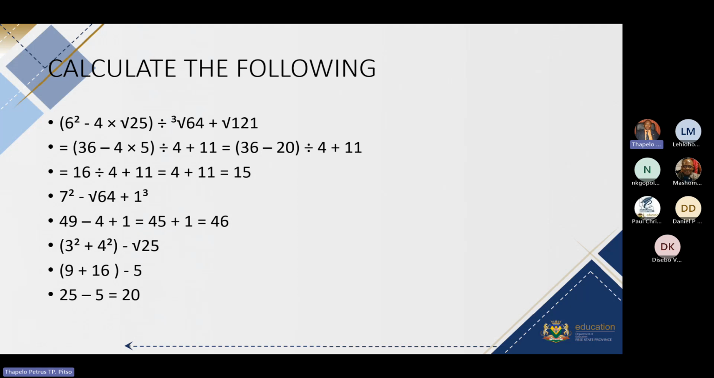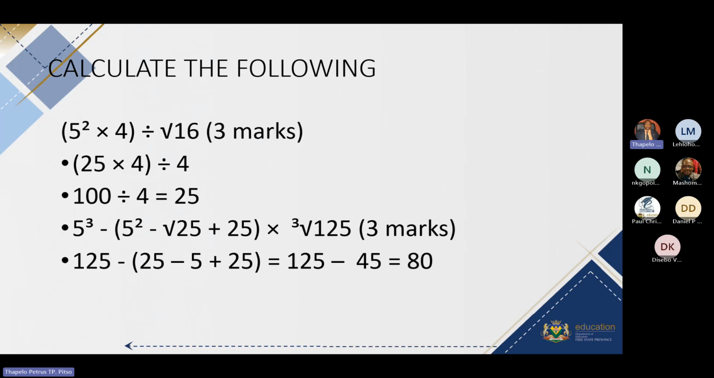Just emphasizing your BODMAS, working with your square roots, working with your squares, simplifying, but remember we are using that rule of BODMAS. Same thing here, we're just trying to emphasize what comes first is a bracket. Therefore, we need to work in the bracket first. 5 squared is 25, multiplied by 4. We are still in the bracket.